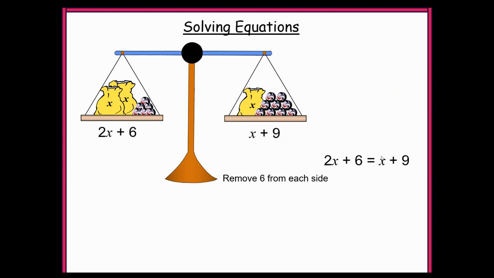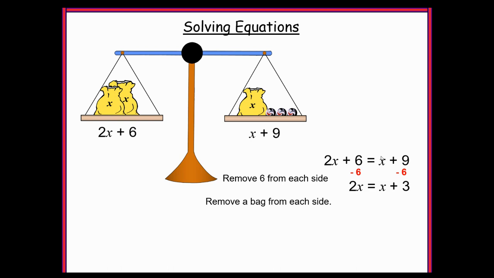2x plus 6 equals x plus 9. So what do we have there? We could remove 6 from each. And then we're left with taking 6 off. Because it's plus 6, take 6. You're left with 2x equals x plus 3.